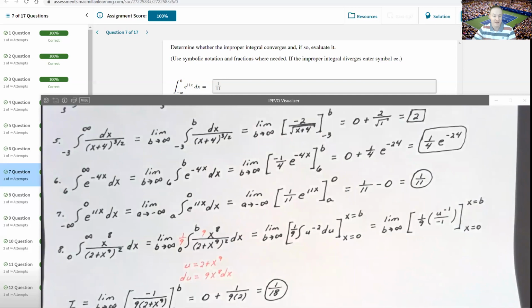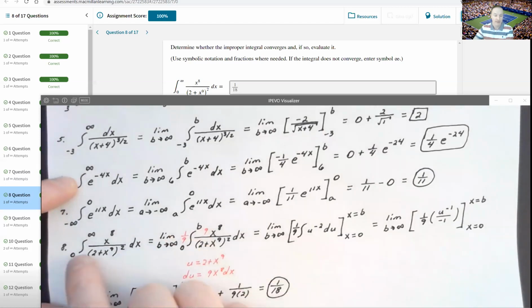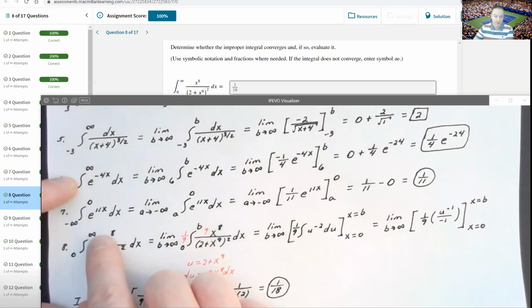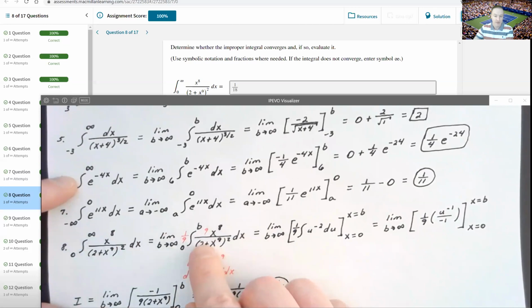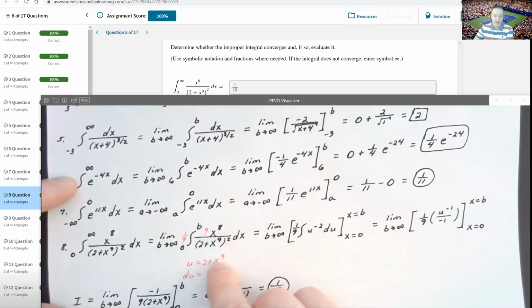For number 8 here, finally, we had to do some techniques of substitution in these problems. For number 8, I had the integral from 0 to infinity of x to the 8th over 2 plus x to the 9th squared. So I said, well, all right, I'll go ahead and create a proper integral. Just say it'll be the limit as b approaches infinity, the integral from 0 to b. Then I looked at that denominator, 2 plus x to the 9th, and I can say, well, if I let what's inside of that group being squared, the 2 plus x to the 9th, equal u, then du would be 9x to the 8th dx.